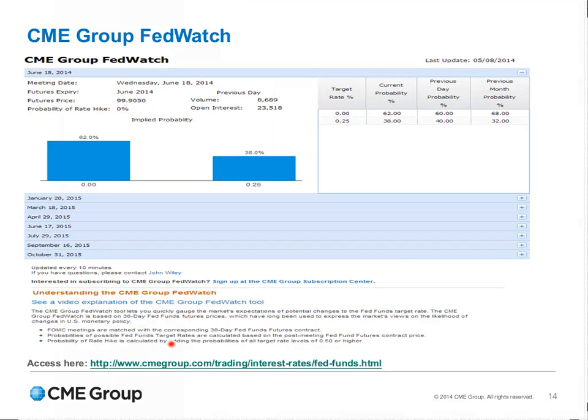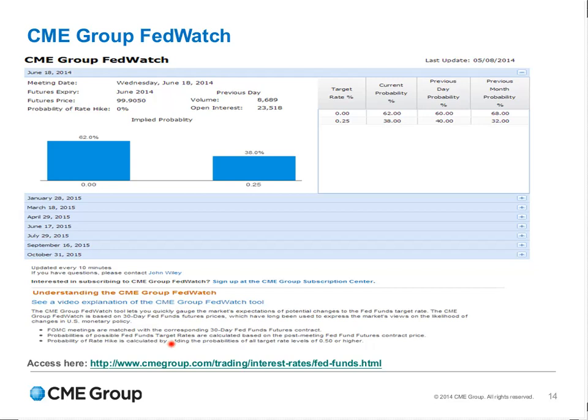They're calculated going forward. So the probability of a rate hike or change in rates is shown here based on that curve. As that curve changes, we can get a probability or an expectation with this tool of the likelihood of rates changing. And that's something we want to keep in mind whether we're trading equities or any products.